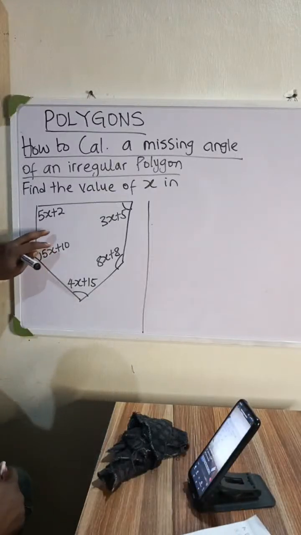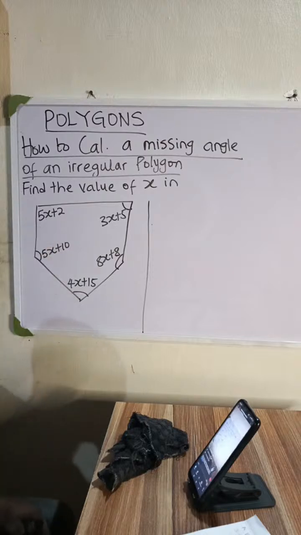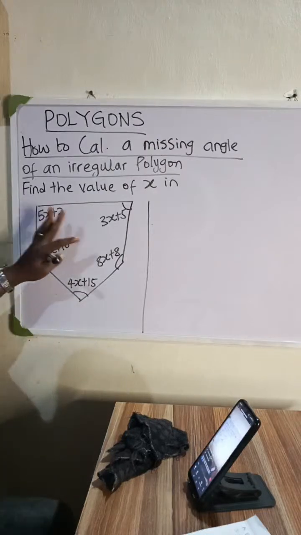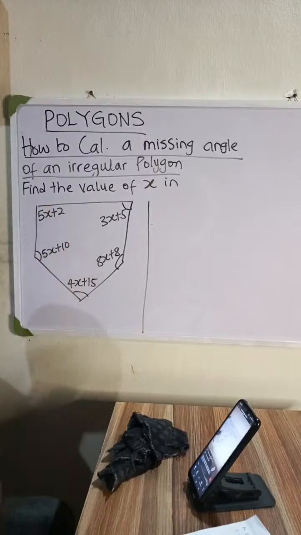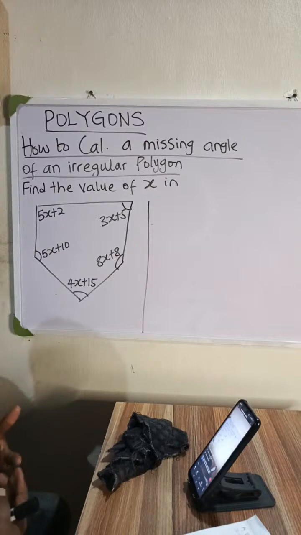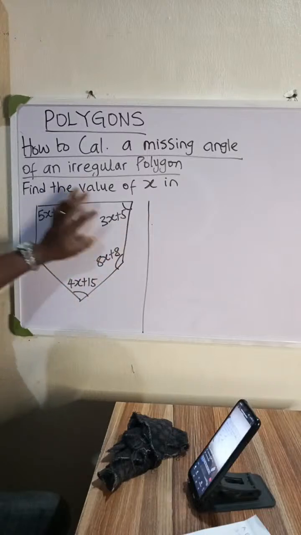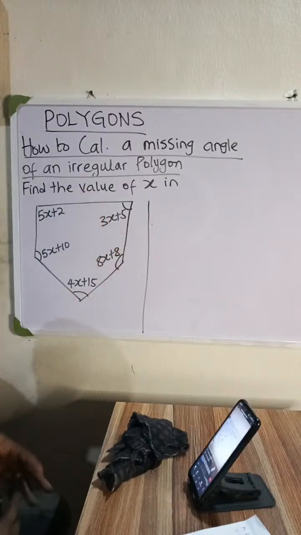So we're expected to find the value of x in this question. Just because of space and also time, I don't want to use a more complex polygon. So we can see that this polygon is a pentagon. It has 5 sides. So we already know that the sum of angles in a pentagon is 540 degrees. So we don't need to calculate that again. All we need to do is sum all these angles within this pentagon and equate them to 540 degrees.